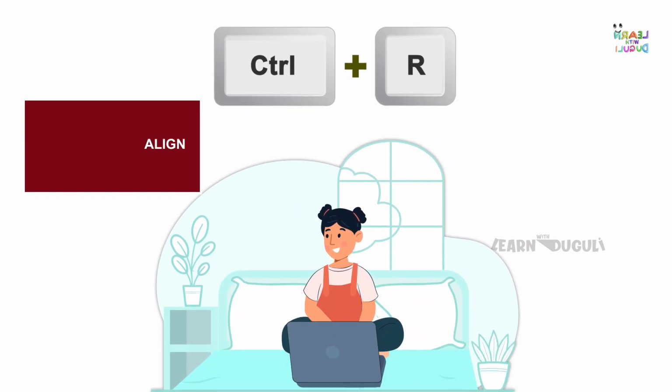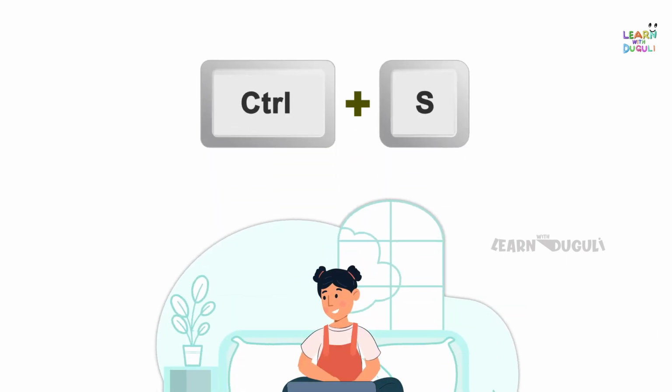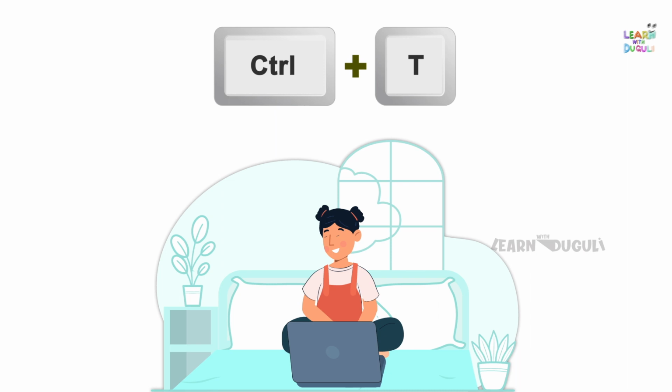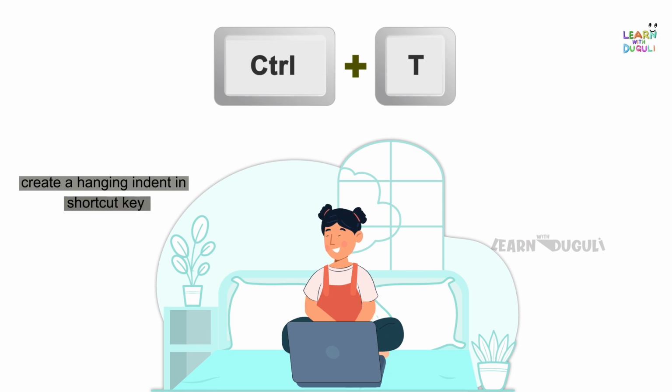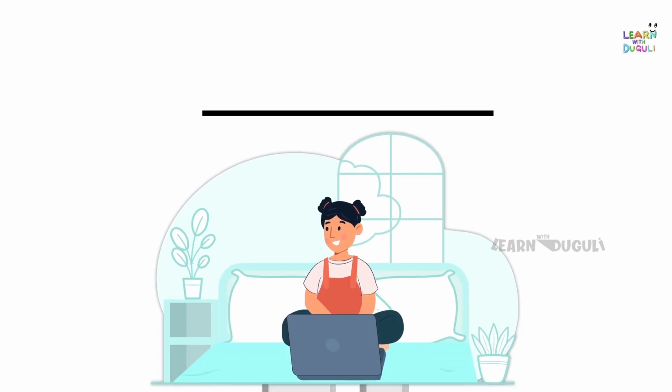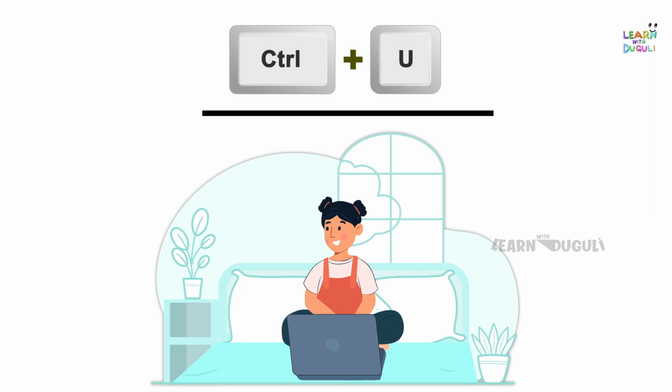Ctrl+R to align the text right. Ctrl+S to save the document. Ctrl+T to create a hanging indent. Underline. Shortcut key is Ctrl+U.